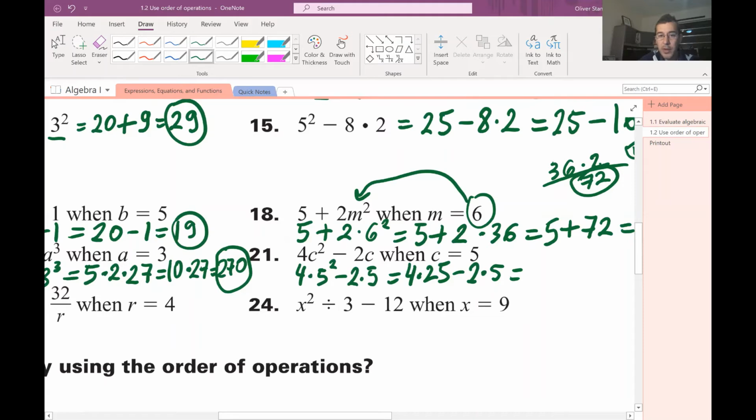Now we have multiplication, subtraction, and multiplication. So multiplication is being done first. So let's do left to right. So this one, 4 times 25 is 100. So 100 minus 2 times 5. Now we have subtraction and multiplication. So multiplication is being done first. So 2 times 5 is 10. And that's equal to 90. So 100 minus 10 is 90.